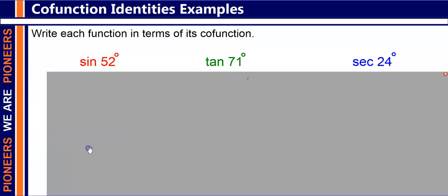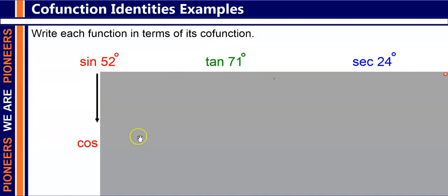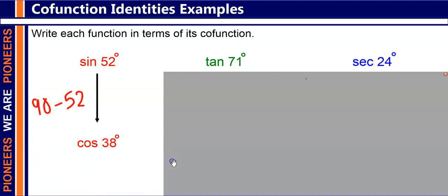Now, I'm not really going to show all the work for this, but let's go ahead and talk about the first one. So sine of 52. Well, I know right off the bat, if I need to find its cofunction as told to me in the instruction, I know that it's going to be cosine. The question is, what is the angle? Well, what can I add with 52 to get 90? Or, if you really think about it, using that formula, you would just say, what's 90 minus 52? And the answer would be 38. So cosine 38.